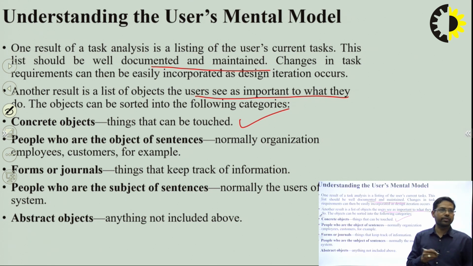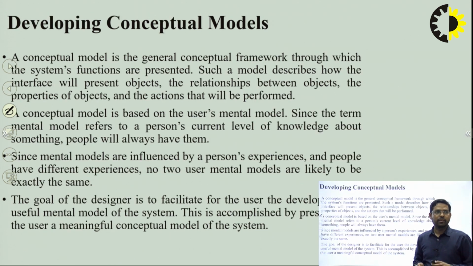People who are objects of the system, normally organizations, employees, customers, for example. Forms or journals, things that keep track of information. People who are subjects of the system, normally the users of the system. Abstract objects, anything not included in the above. Next is how to develop a conceptual model.